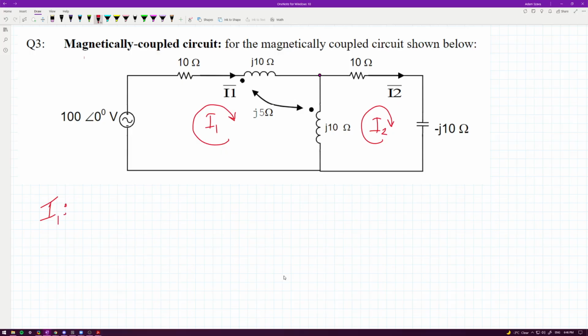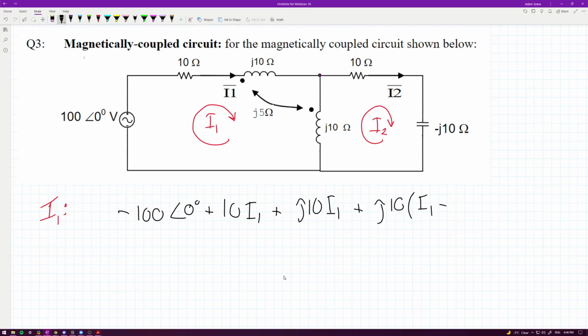So the I1 equation is going to look like this. So going into the negative terminal, it's going to be negative 100 at an angle 0 plus 10 I1 through there. And then you just treat it as the impedance. So we can ignore the dots for the moment, right? And I'll explain how the magnetically coupled stuff appears in a second. But just for now, it's just an impedance there. So j10 I1 plus j10 (I1 minus I2), right? And if there was no mutual inductance here, we could just end there. We could say it equals 0.